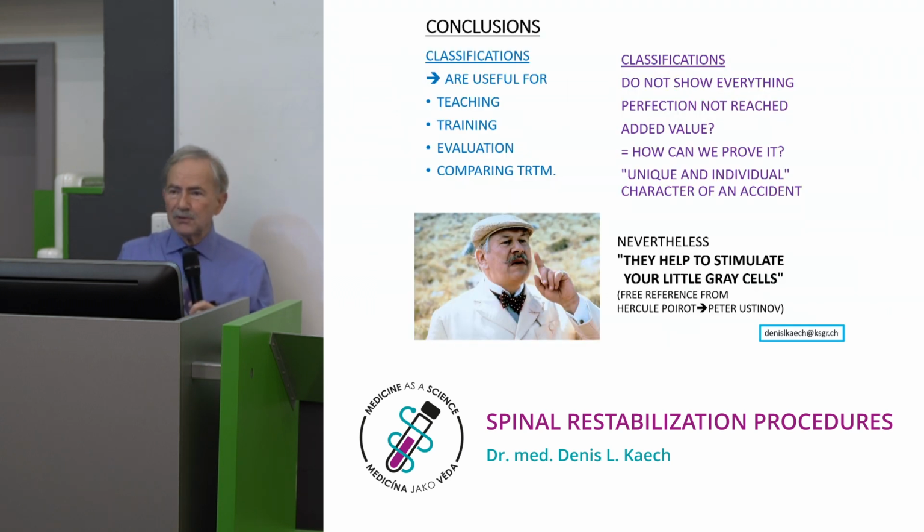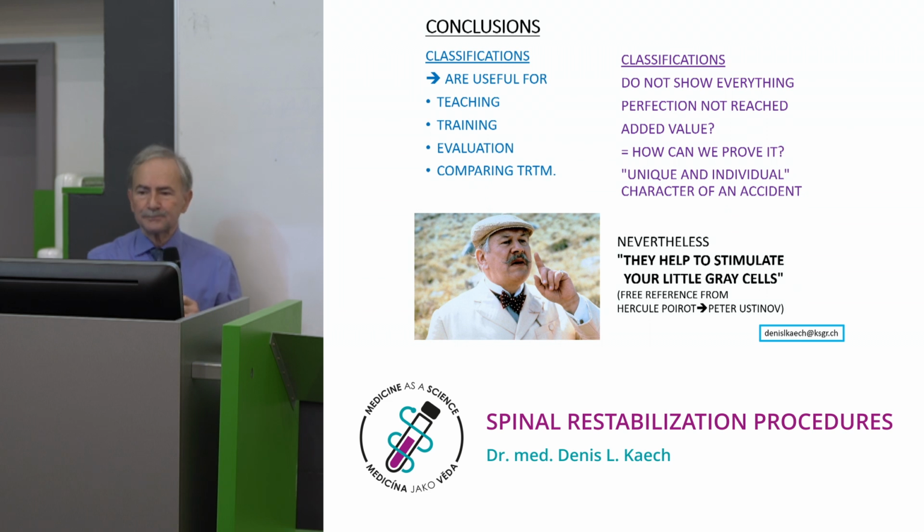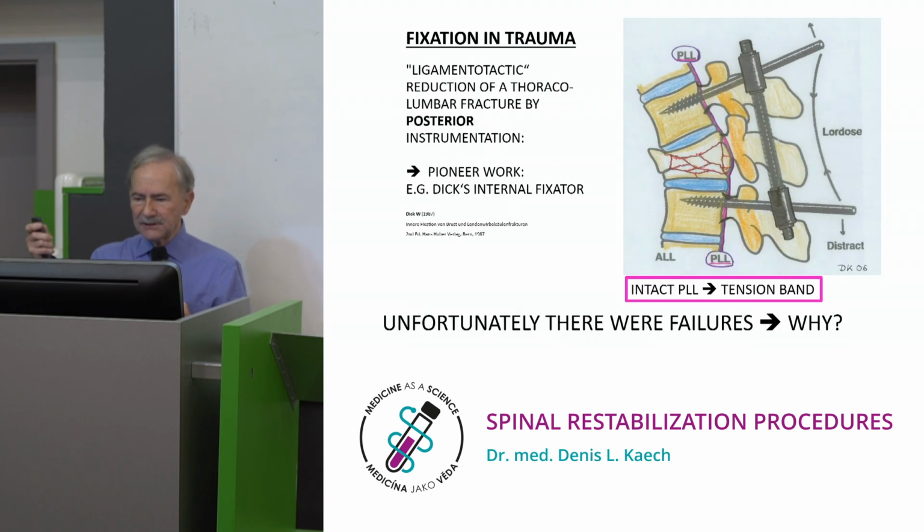Do you know maybe Agatha Christie's master detective Hercule Poirot? He would say classifications are useful for teaching, training, evaluating, and comparing treatments, but they don't show everything. Perfection is not reached. Possibly added value, how can we prove it? Because every accident and every patient, when you have to operate on a patient, you make informed consent. It's an individual decision. You must understand the problem and treat the patient adequately.